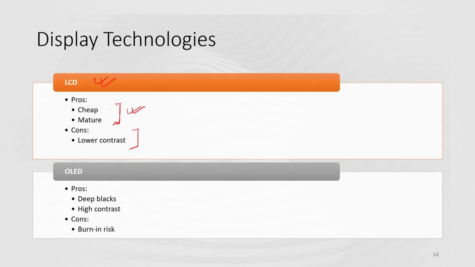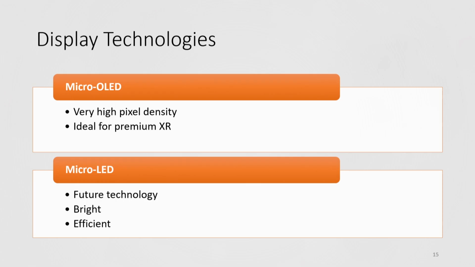Then there are OLED displays. These usually offer deep blacks and high contrast, but they come with the disadvantage that they may burn in. Then there are micro OLED displays. These offer very high pixel density. They are very good for premium XR and are usually quite expensive. The future technology that is being worked on is micro LED. These are usually bright and quite efficient as well, but the technology is not yet mature.